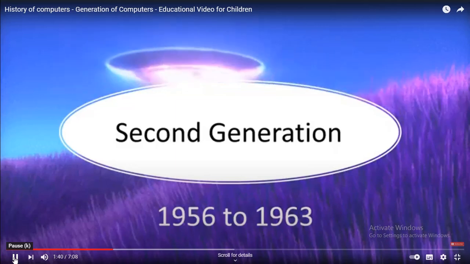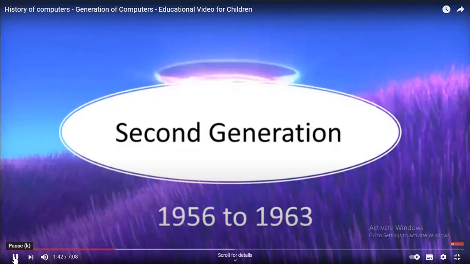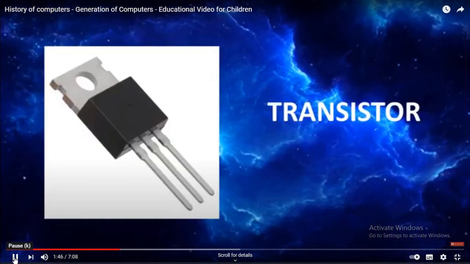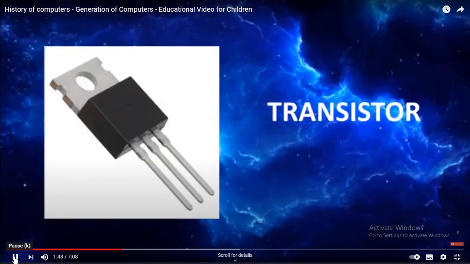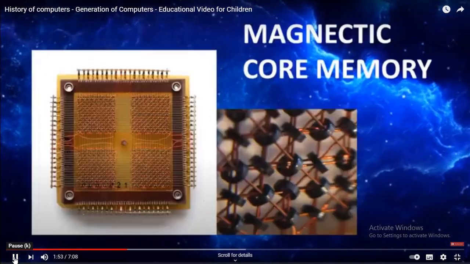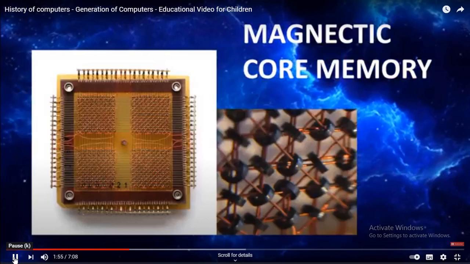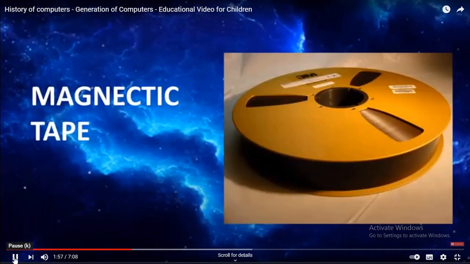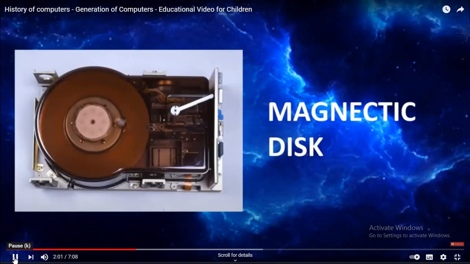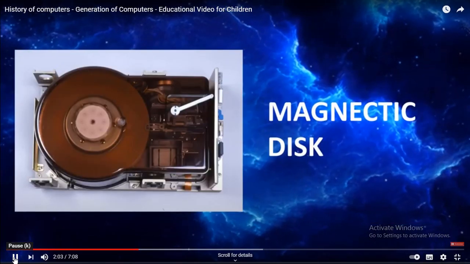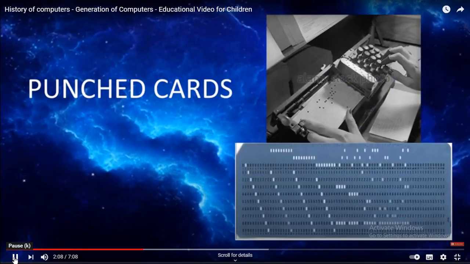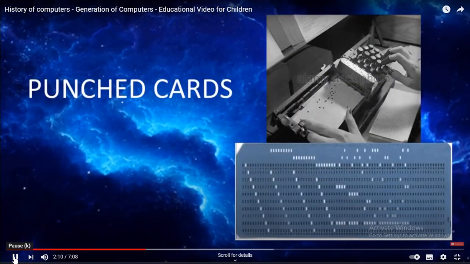Second generation period, 1956 to 1963. In second generation computers, the transistors replaced the vacuum tubes of the first generation of computers. Magnetic core technology is used for primary memory. The magnetic tapes were used for secondary storage. The magnetic disks were also used for secondary storage. The input was still through punched cards and the output using printouts.